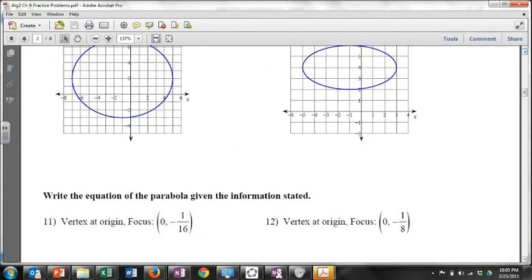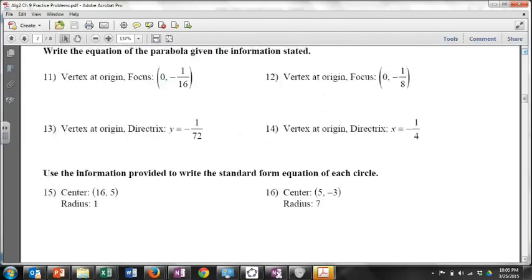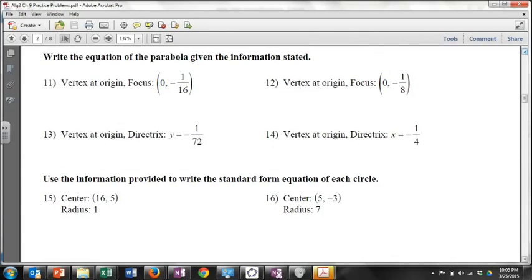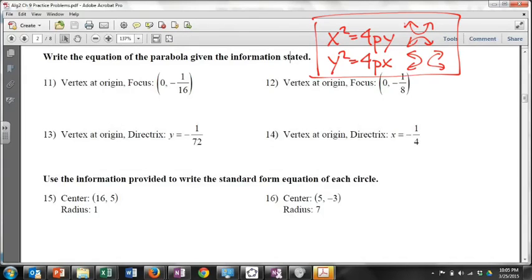Okay, moving down. Number 11, find the equation of a parabola. Let's start off with a reminder. X squared is equal to 4py, or y squared is equal to 4px. We're going to use either one of these. If we have an up and down parabola, we're going to be using this x squared form. If it's a left or right parabola, we're going to use the y squared form. So let's figure out which one we use here.